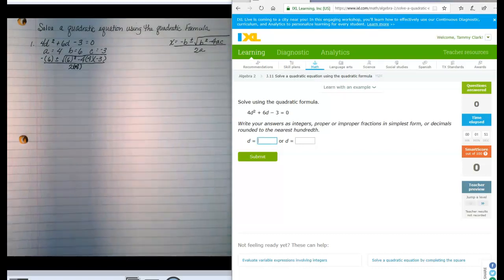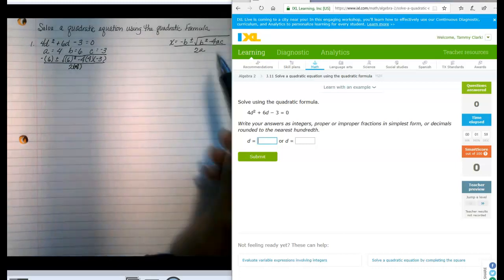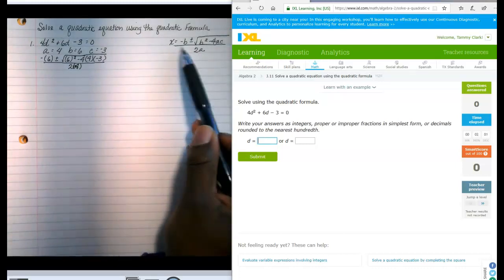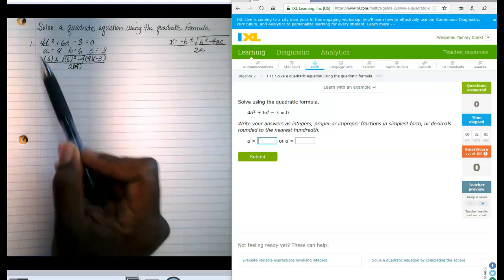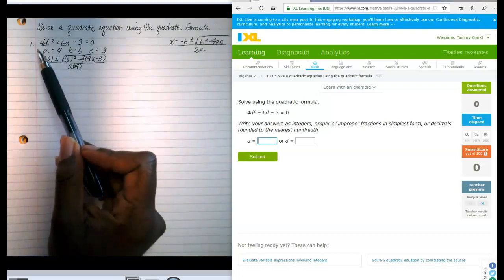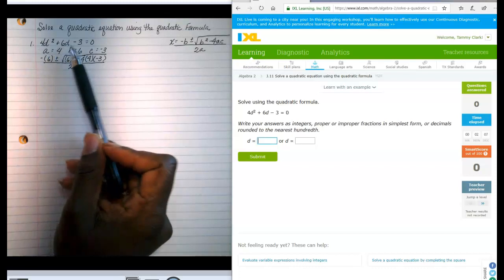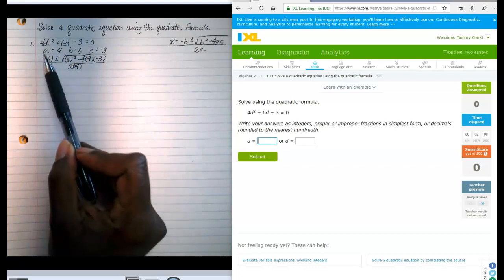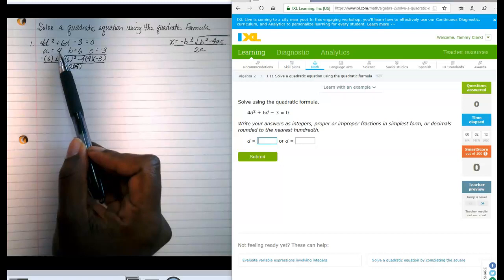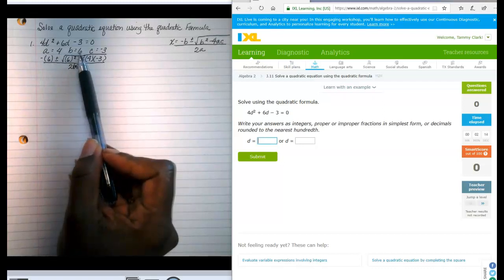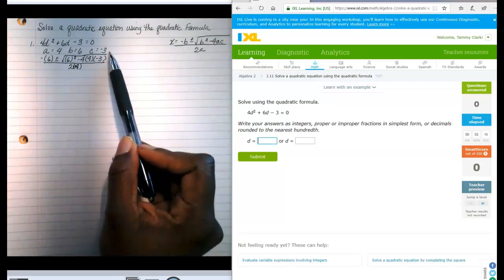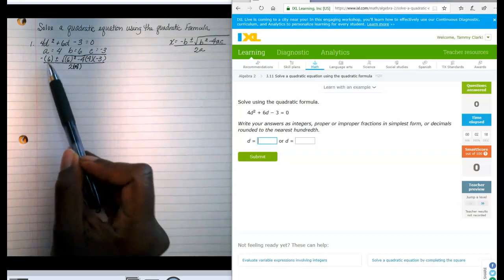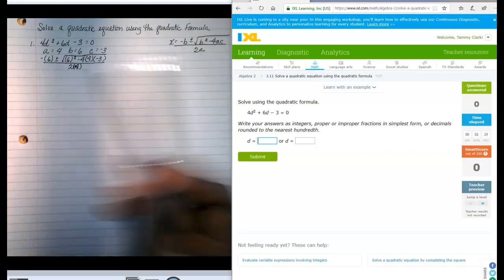Alright, so we're going to go ahead and practice a little bit in IXL using the quadratic formula. I've gone ahead on my notes and written out the actual formula. And I started with number 1, 4d squared plus 6d minus 3 equals 0. I identified the a term, which is 4, the b term, which is 6, and the c term, which is negative 3. I went ahead and substituted my values in for the formula.